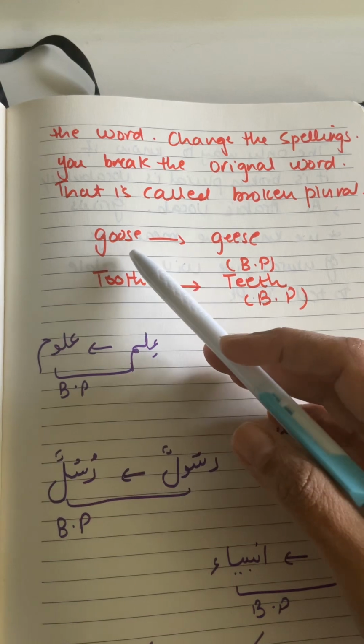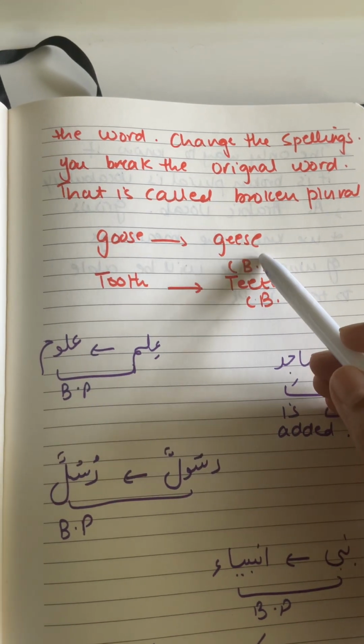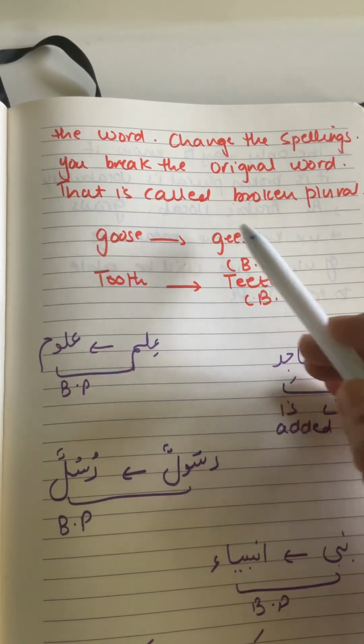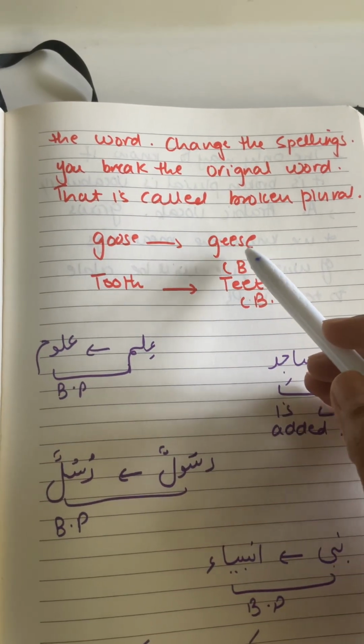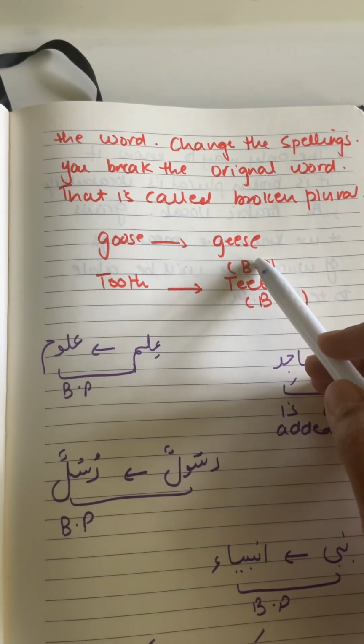And in English, the broken plurals are like goose is converted into geese. We see that we remove these two O's and we replace them with two E's. So the original word is broken into another word. So this kind of plural is called a broken plural.